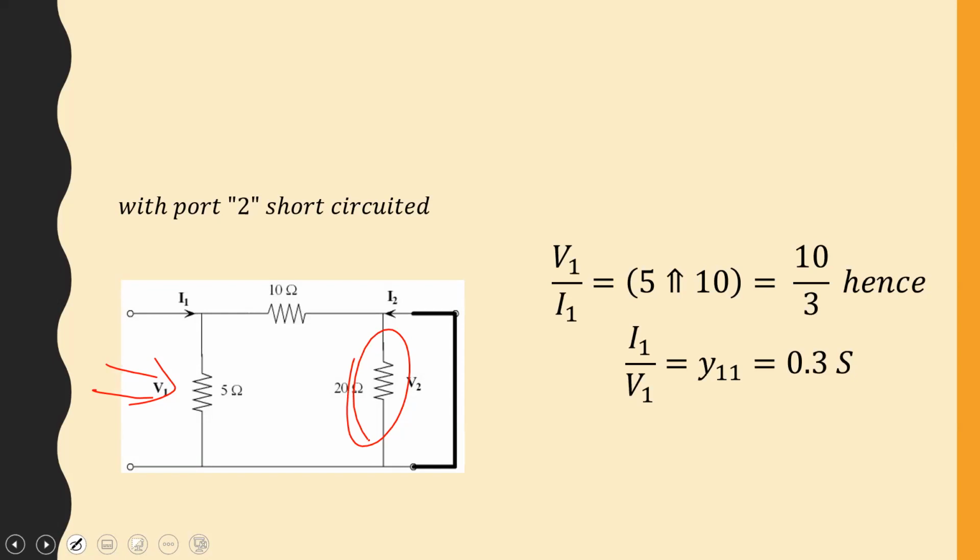Since I already have port 2 short circuited, I'm just going to go to the second equation and find Y21. Remember now, Y21, let's see if you're following. What would that be equal to? I2 over V1.